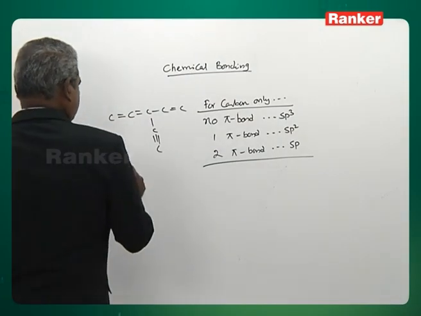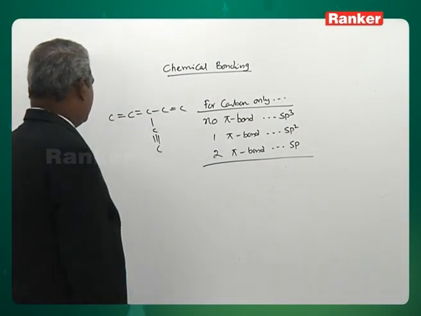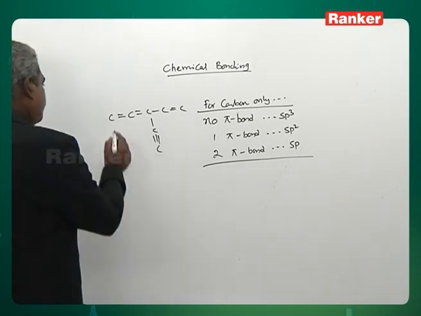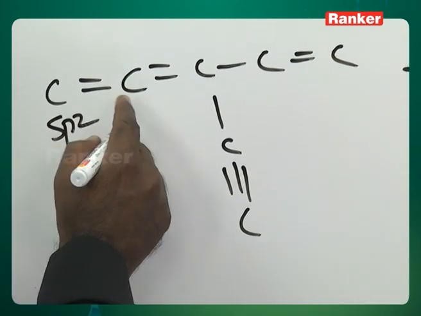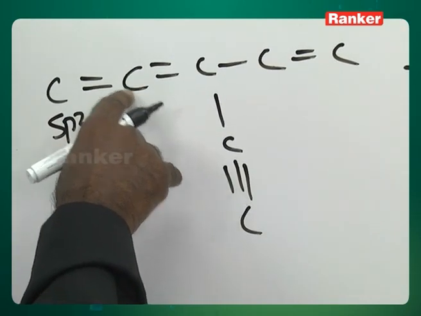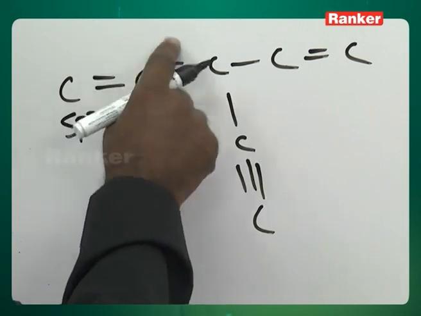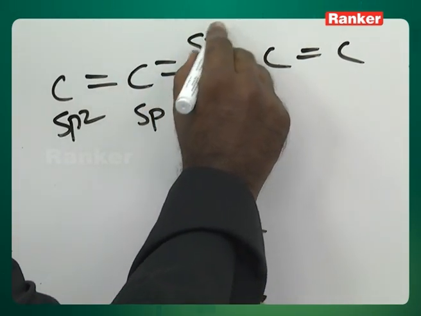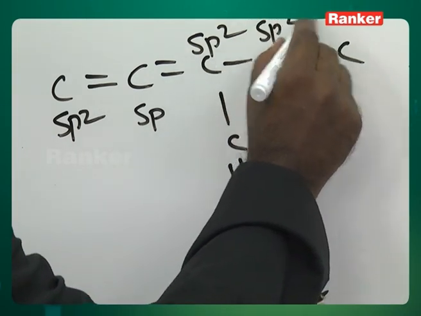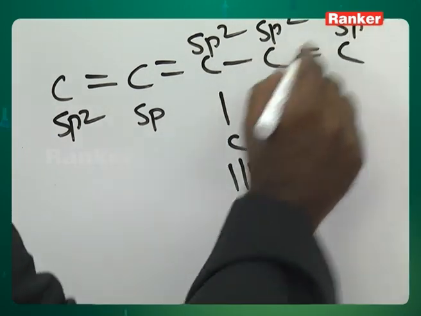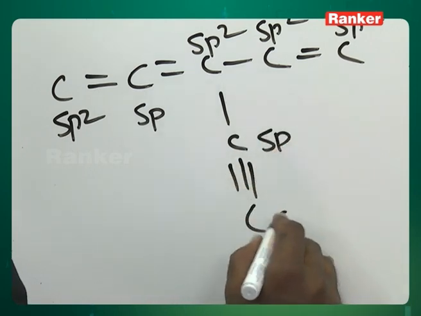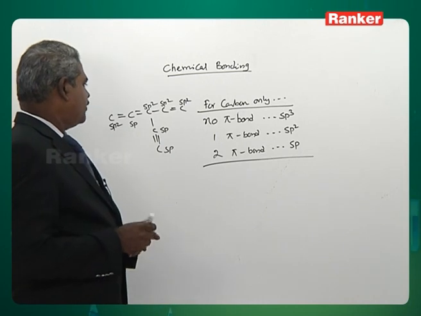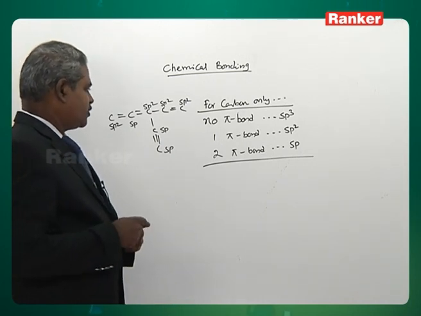Now, let us try to find out the hybridization of each of the following. What about this carbon? It has 1 pi bond, sp2. This carbon has 2 pi bonds on either side, sp. 1 pi bond, sp2. 2 pi bonds, sp. That's all. So, whenever carbon is not forming a pi bond, it is sp3.